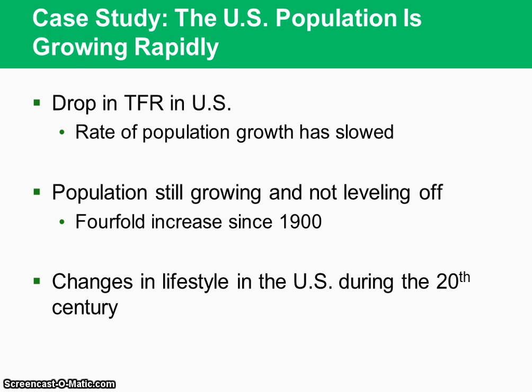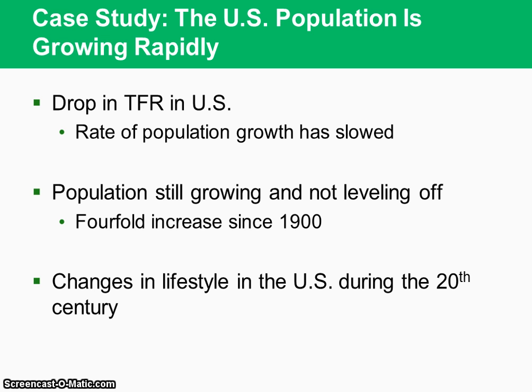In the United States, our total fertility rate has dropped, and a lot of that can be accounted to the leveling off since the Industrial Revolution. We had the baby boom, and then we had the end of the baby boom. So there has been a drop in total fertility rate. Families are getting smaller, but the population is still growing. It's not leveling off. Our population has increased fourfold since 1900.